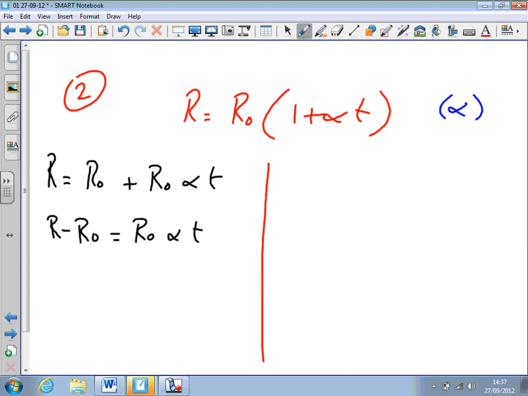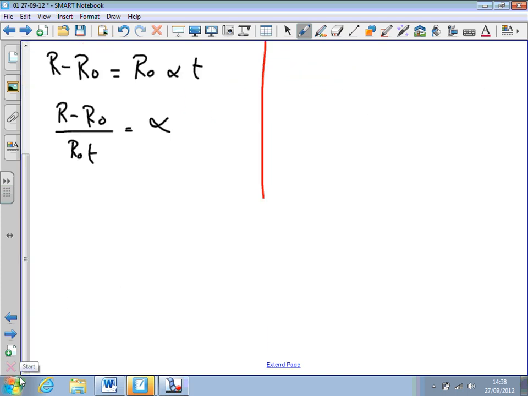And then, well, it's multiplied at the moment, isn't it? So divide by t, and also divide by r0. So I can do them both at the same time. So divide both sides by r0 and t, and we get r minus r0 over r0t equals alpha. So then I would put the subject first, so on the left, alpha equals r minus r0 over r0t.